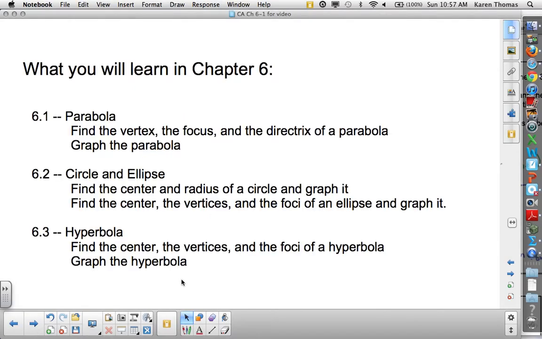What we're going to be working on between now and before we start our final exam review is several of the conic sections. Today we'll be talking about the parabola. The next class we'll be working on the circle and the ellipse. And finally, we'll be working with the hyperbola. And by the time we get finished, you'll be able to do all these things listed on this page.